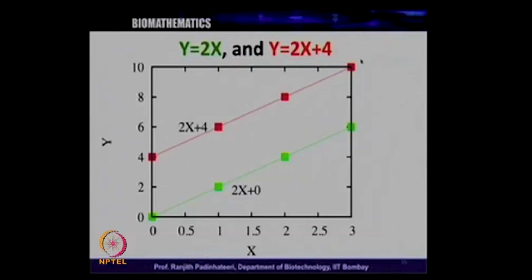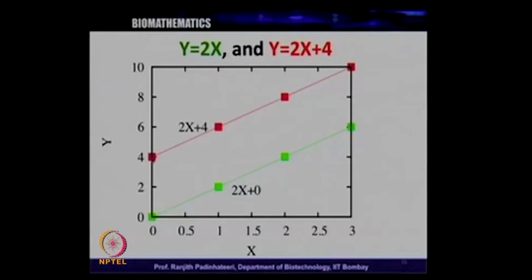The red dots represent a curve which is y equal to 2x plus 4, and the green dots are the curve which we already saw, which is y is equal to 2x. So, this graph is basically a comparison between y is equal to 2x, which can be written as 2x plus 0, and y equal to 2x plus 4, which is the red dots and the line points. As you can see, at x equal to 0, the green has value 0. On the other hand, the red has value 4.